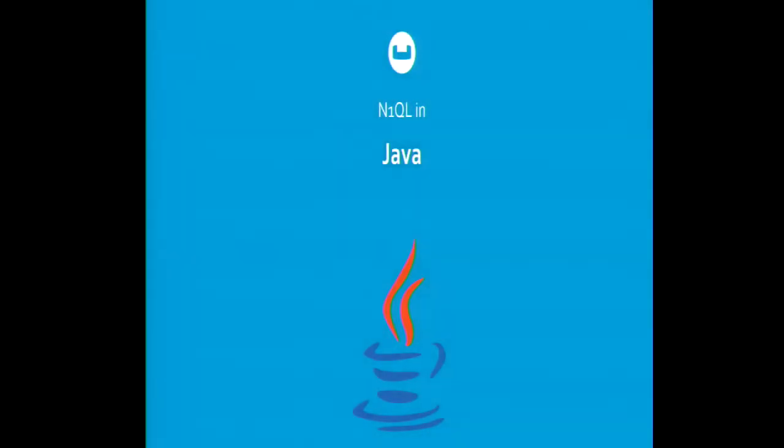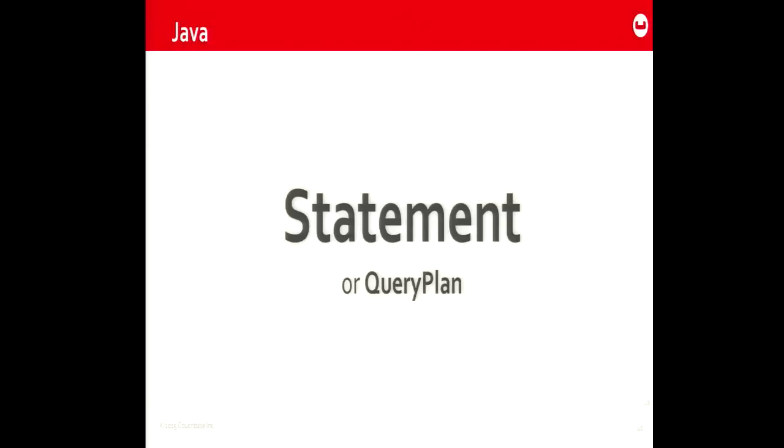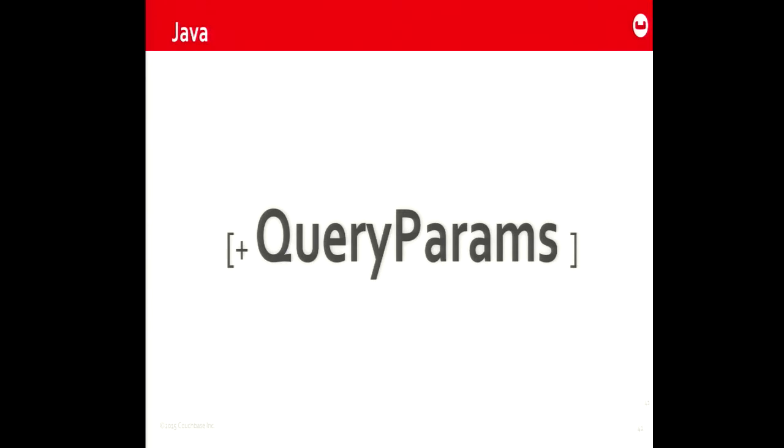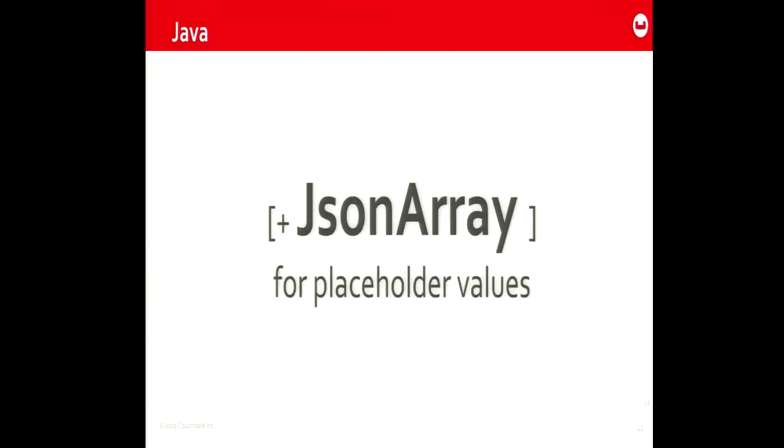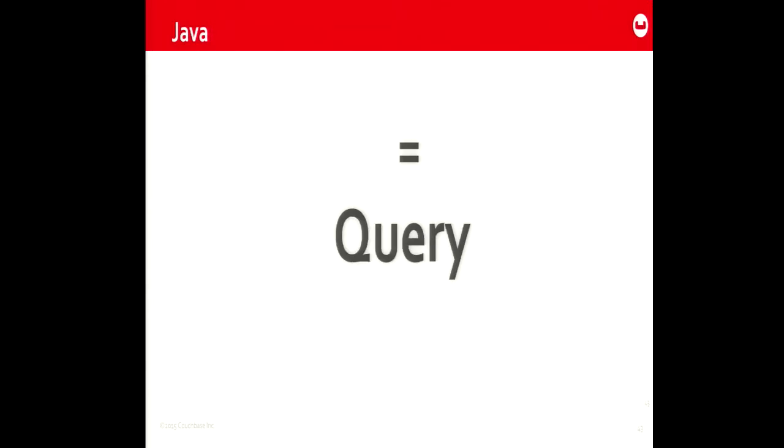So I'm going to talk about the Java SDK specifically now. As you remember, I was talking about statements. We actually have a statement class in the Java SDK. We also have the query plan class. So you start from the statement. You add optionally some query parameters, like if you want some pretty JSON or stuff like that. That's parameters for the engine. And maybe if you have placeholders, you add a JSON array or a JSON object for placeholder values, and that gives you a query. So all these are classes in the SDK.